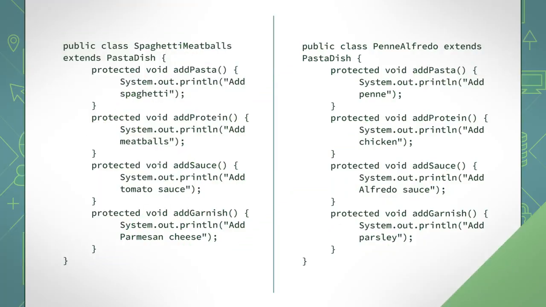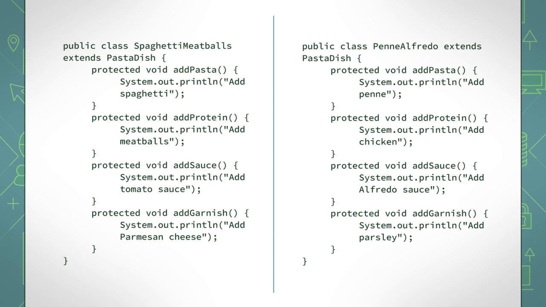Before I continue, it's time for you to try writing the superclass of a template method. Now that I've gone over the pasta dish superclass and its template method, I will go over the subclasses. Let's take a look at what our spaghetti meatballs and penne Alfredo subclasses look like. Both extend the pasta dish class. They each have to implement the abstract methods add pasta, add protein, add sauce, and add garnish to provide the suitable ingredients for the dish.